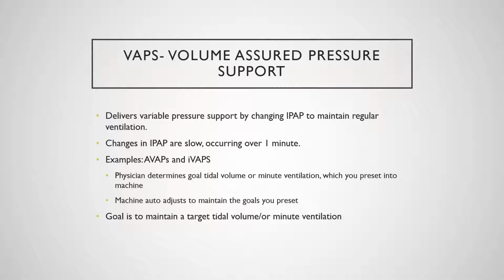With this mode of ventilation, the physician is going to determine a goal tidal volume or minute ventilation, which you will preset into the machine. The machine will then auto-adjust to maintain the goals you preset. The goal of this device is to maintain a target tidal volume or a target minute ventilation. And sometimes you might see the term alveolar ventilation instead of minute ventilation. They're basically the same thing.